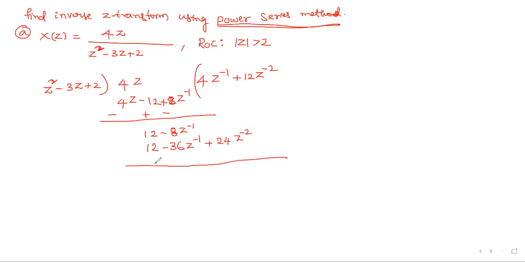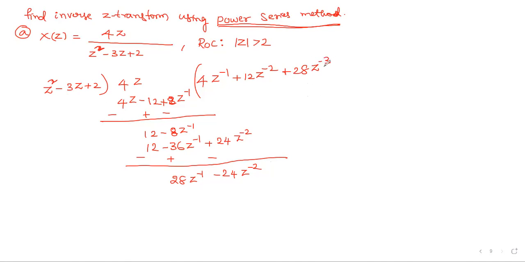Now again you subtract here. This will become plus, this will become minus, this will be cancelled. So 36 minus 8. 36 minus 8 how much? 28 into z inverse minus 24 into z power minus 2. Now I want 28 z power minus 1. What I need to do here? Plus 28 z power minus 3.